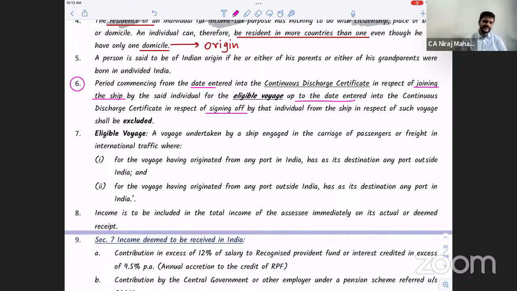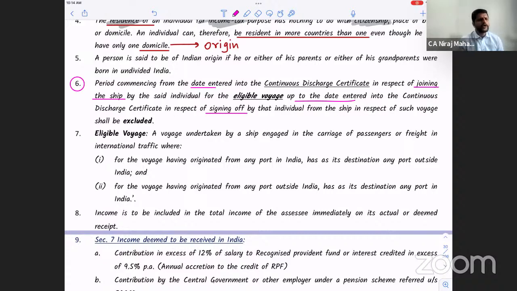Basically, there is something called a CDC, Continuous Discharge Certificate. That certificate should have 2 dates: joining date and signing off date. Understood? What does that date signify? The period from the starting date till the end date is the period you were on the ship. Understood? Clear? It is a proof that you were on the ship.